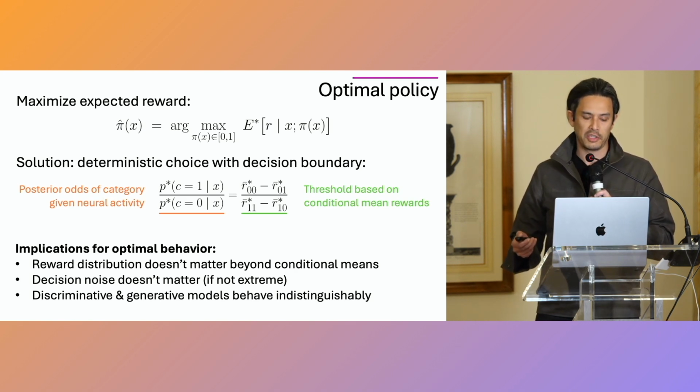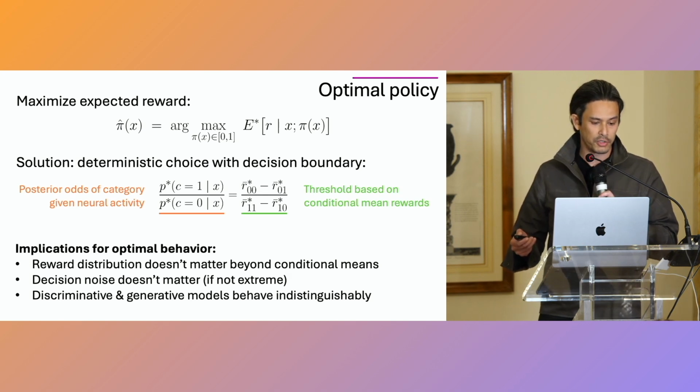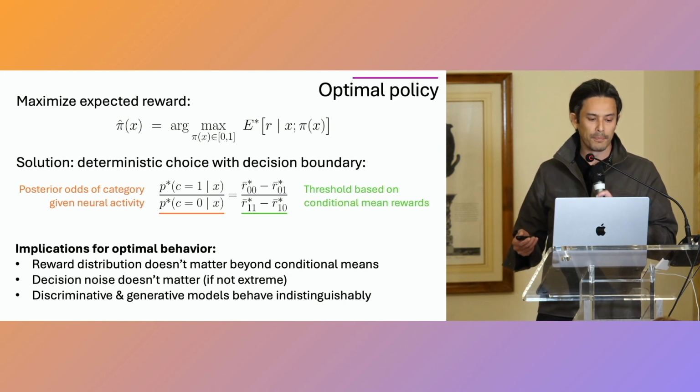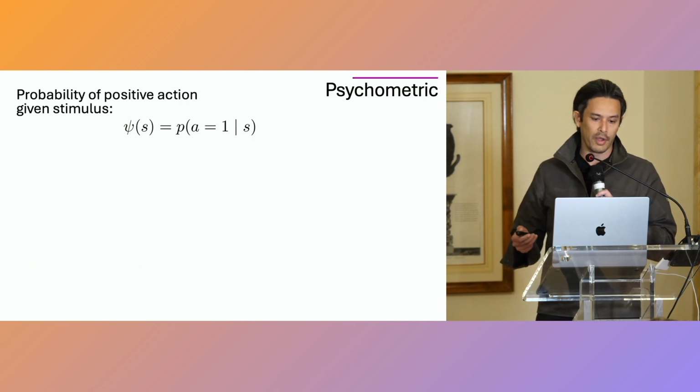An agent only needs to keep track of just 4 numbers at most. It doesn't need to model the entire distribution. Similarly, the decision noise doesn't need to matter. There's nothing that an agent can do to mitigate the bit flips, so it doesn't need to model them. And discriminative and generative models turn out to perform identically in this context, so the agent could use either one.